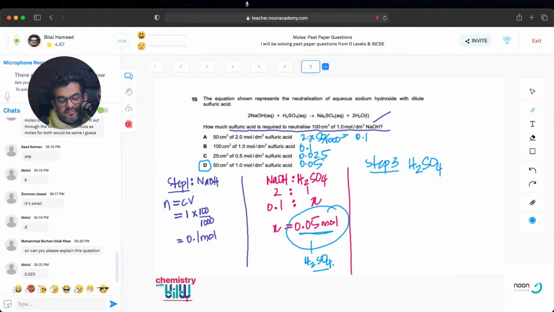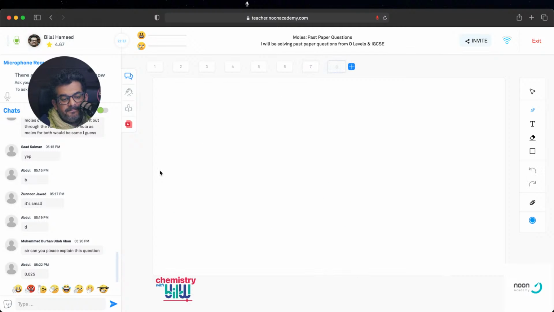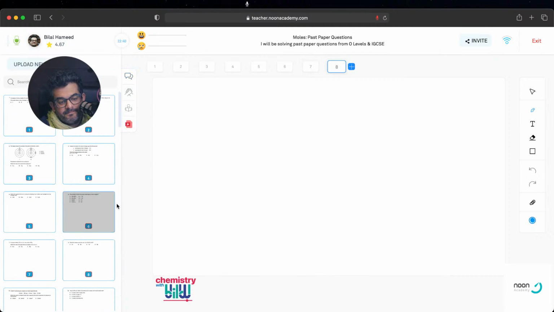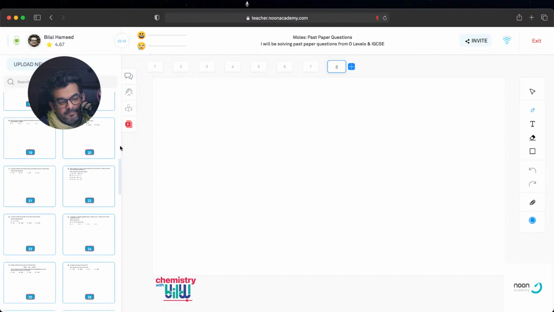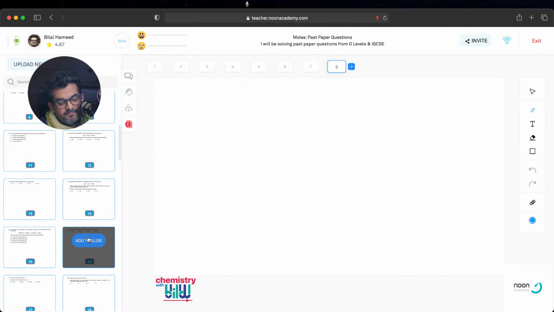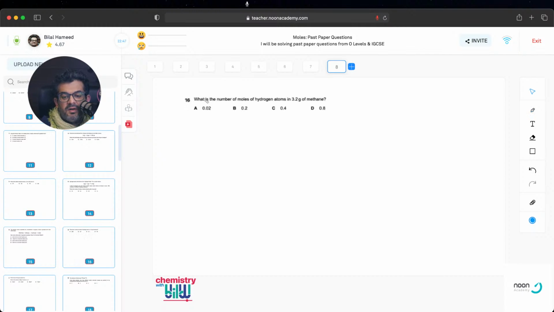Yeah. Now, another question. How about that? What is the number of moles of hydrogen atoms in 3.2 grams of methane? The question is hydrogen atoms in 3.2 grams of methane. The question is about hydrogen atoms in methane.